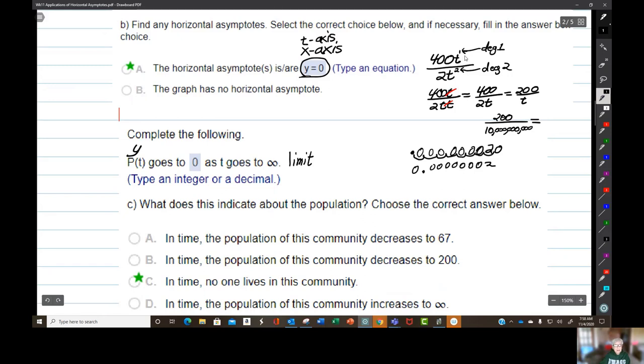So you can memorize that if the degree or the power on the top is lower than the highest degree on the bottom, or the lowest power on the top is lower than the lowest power on the bottom, just remember that your horizontal asymptote is going to be y equals zero. But the great thing about limits is that I don't need to memorize it. All I have to do is go through these steps.